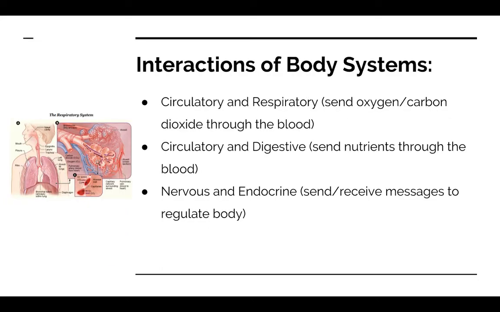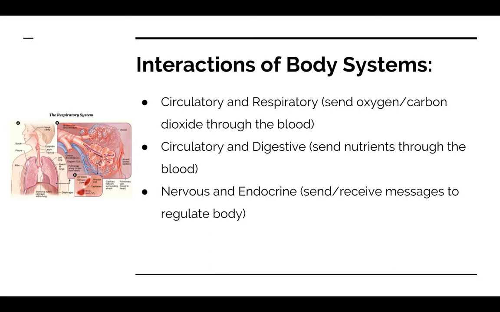There are three major interactions with body systems that we should probably be aware of, but there's even more than this that you could really talk about. So if there is a question on the Regents asking you to talk about how two body systems interact, these are some ideas for answers. First of all, you have the circulatory and respiratory. The function of that interaction is really to get oxygen and carbon dioxide through the body within the blood, so that the different cells in the body can get oxygen in order to get energy, and carbon dioxide can be removed from different body cells.